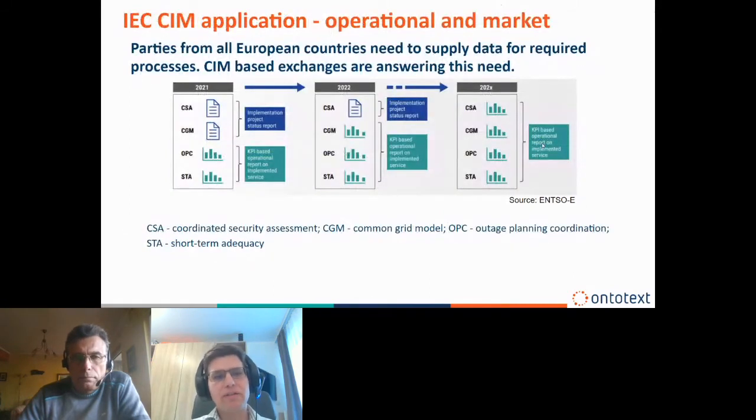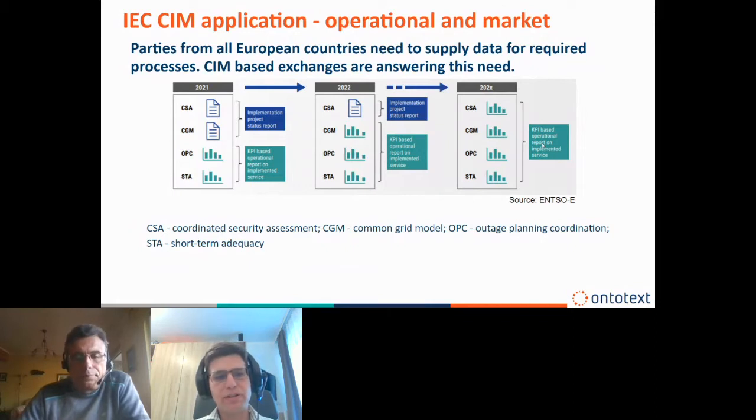So looking at where CIM is used and for what purpose, let's look at the operation and market network codes. Here there are 4 different processes. The CSA is the Coordinated Security Assessment. The CGM is the Common Grid Model. The OPC is Outage Planning Coordination, and the other is Short-Term Adequacy. And all of these processes have something to do with CIM, because CIM is the governing information model that is used to model the data.